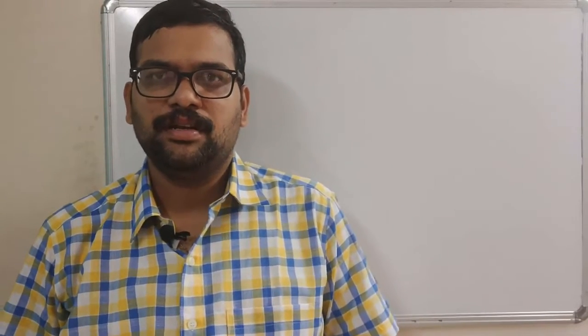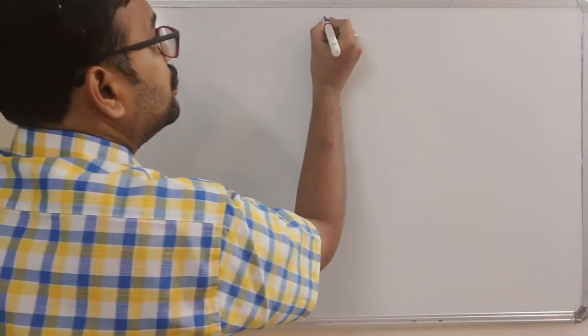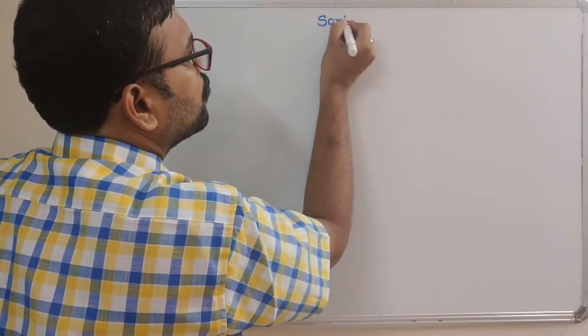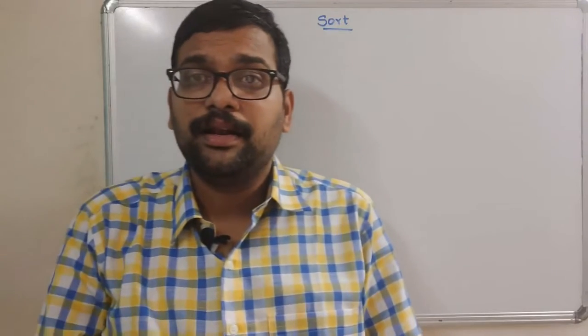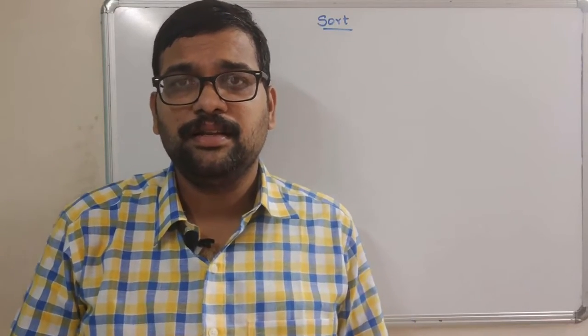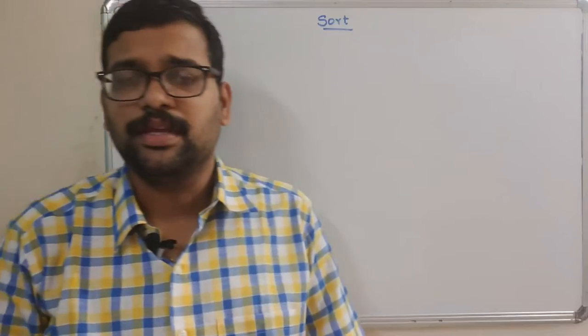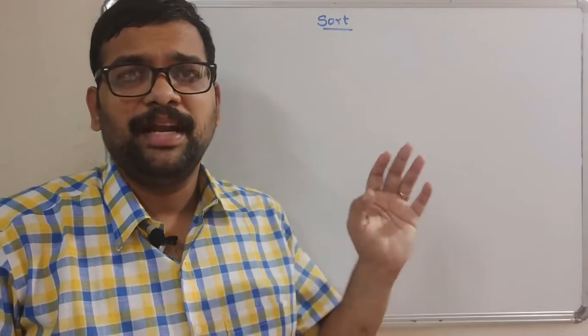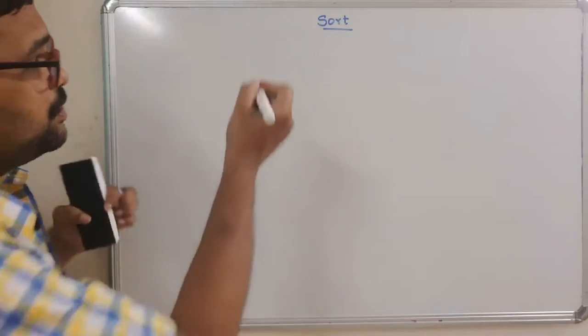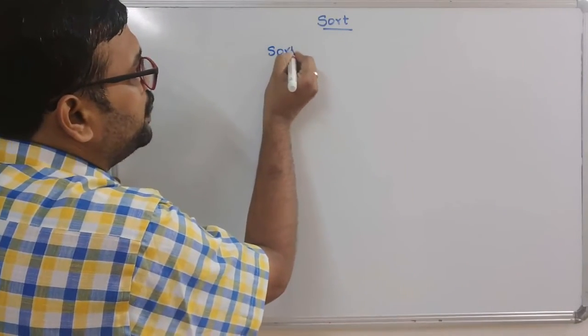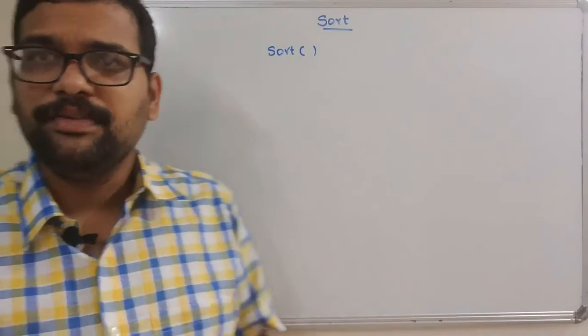So today's session will go with one more function in NumPy, that is the sort function. So how to apply this sort function? We know that there are different sorting techniques we have seen in the C language or data structures. Here, by default, it will directly sort the given elements.